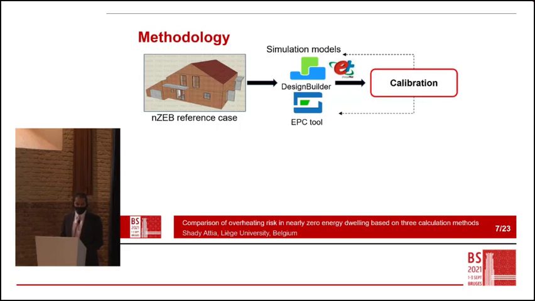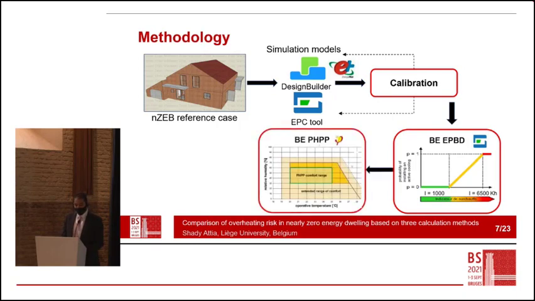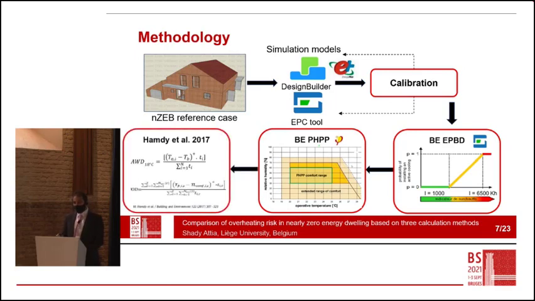Once the model was calibrated and we had a high confidence in the model, we started to run the simulation in the EPBD local tool in Belgium, then do the same exercise in the passive house calculation sheet, the PHPP, and finally run it on Design Builder based on the 2 indicators that were proposed by Hamdy, the IOD and the AWD. So this is simply the methodology, and finally we started to compare the results.